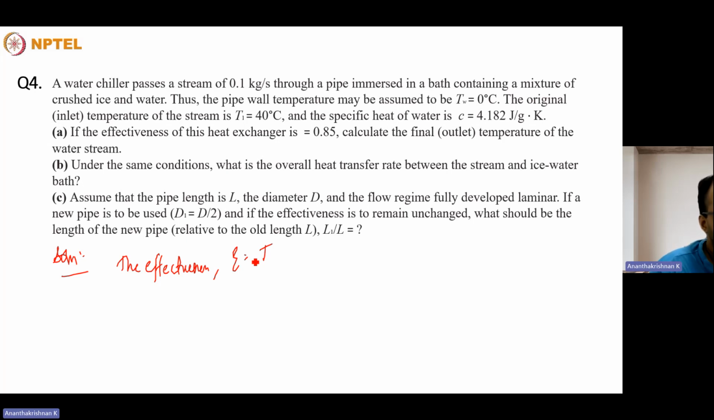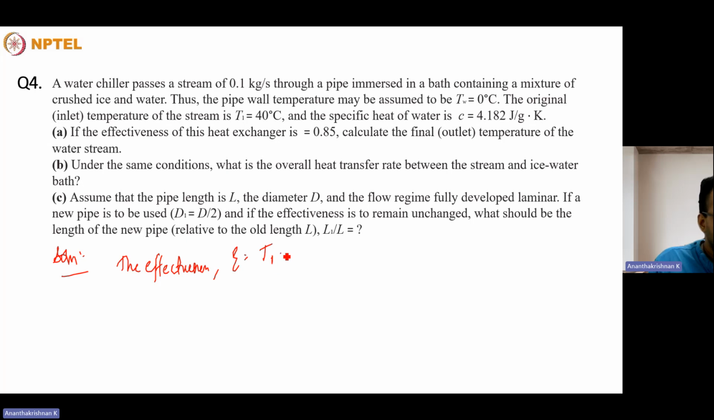So since it is dipped in a huge water bath, you can assume that the minimum capacity fluid will be the flow that flows through the tube, because the outside is a mixture of crushed ice and water. So there the temperature difference will be 0 and the capacity will be infinity. So the minimum capacity fluid will be the flow that is happening through the tube.